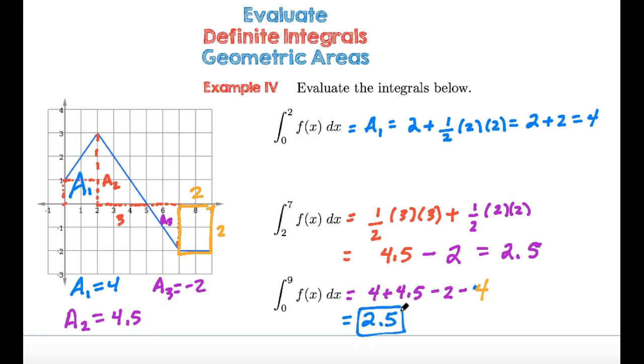And so we get 4 plus 4.5 is 8.5, minus 2 is 6.5, minus 4 is 2.5. These are not total areas because you have negative area, but the net change in the area is 2.5 from 0 to 9. That's not the total area, just the net area over that interval.